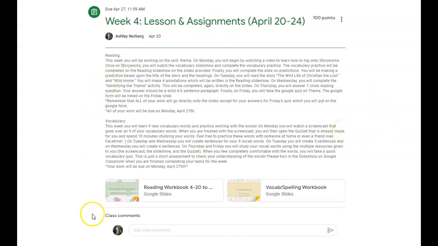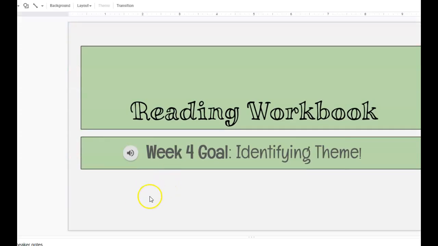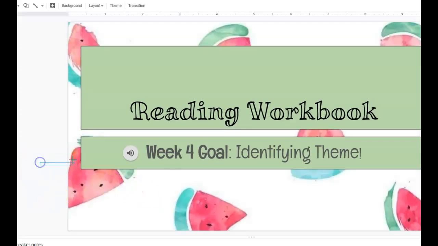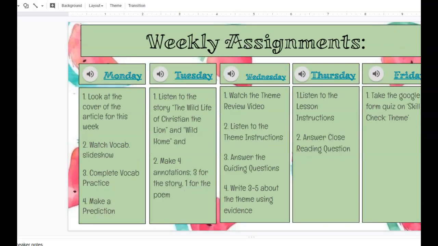I'm going to go over this assignment again for this week because there still are some people that are having a little bit of trouble. So I'm going to start with reading. When you open your reading workbook, the first slide you'll see is your weekly assignments.